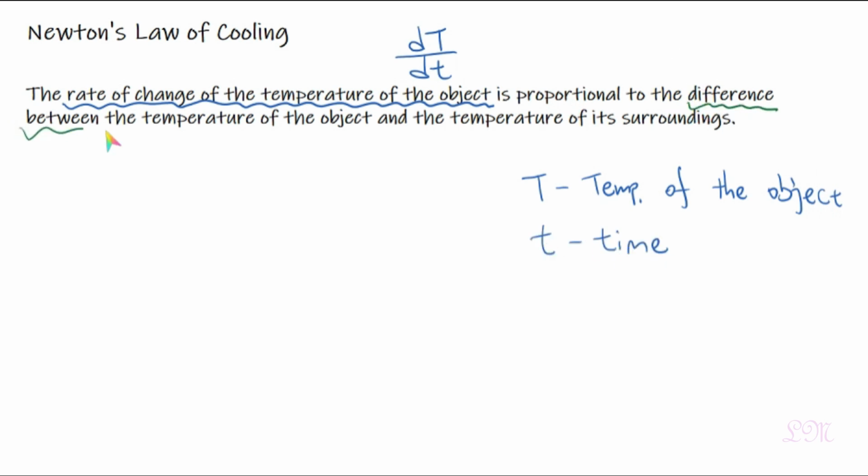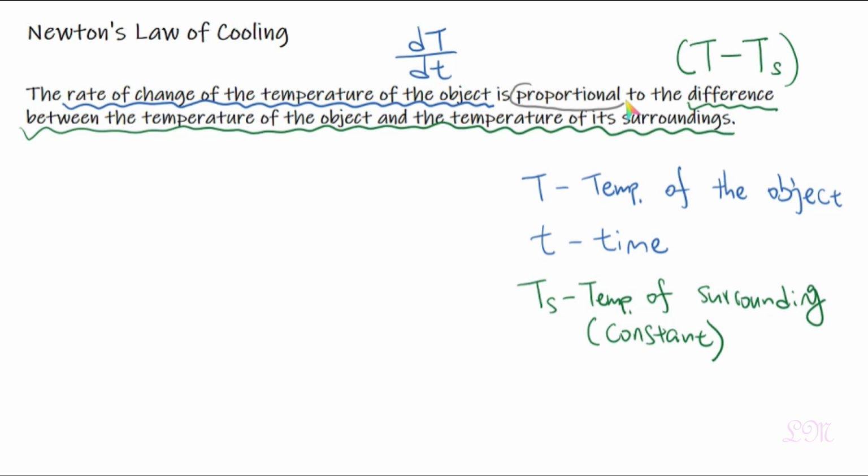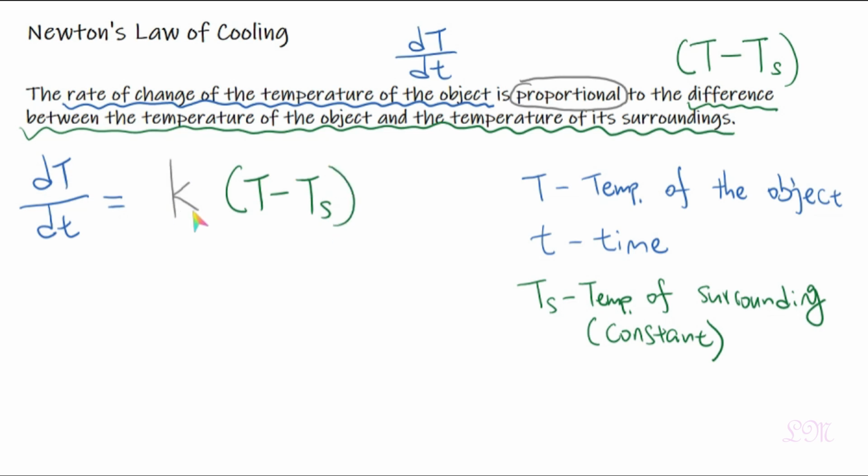Proportional to the difference between the temperature of the object and the temperature of the surroundings. The temperature of the object is once again T, and let's call the temperature of the surroundings T sub s. So we have T minus T sub s. Remember here, T sub s is a constant. Proportional means dT over dt is equal to T minus T sub s times a constant. Let's define that constant as lowercase k.